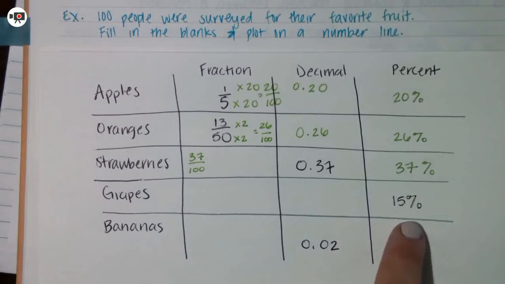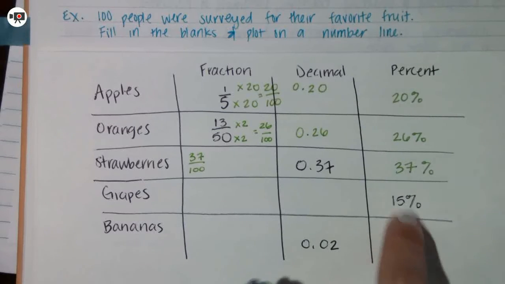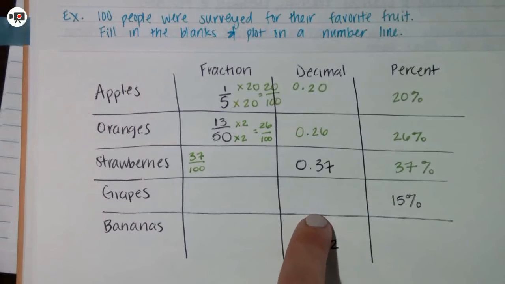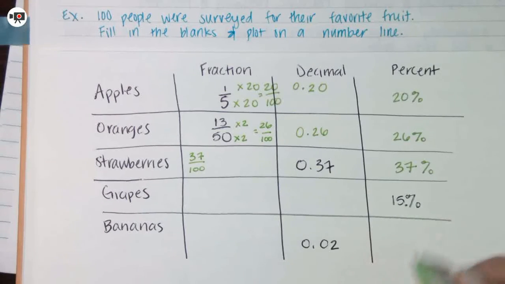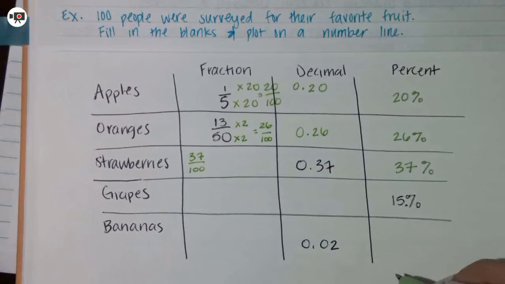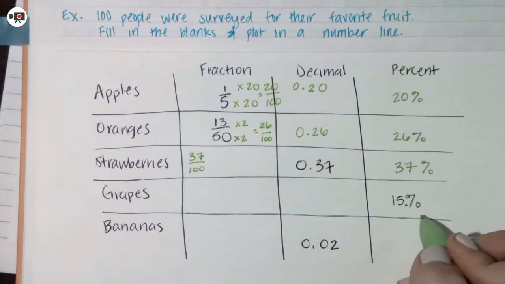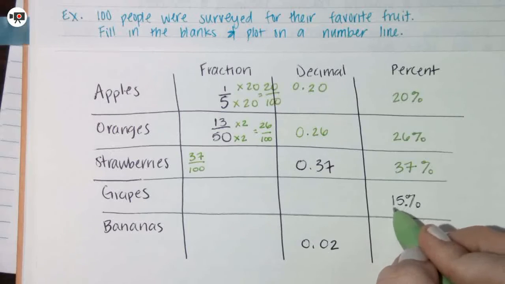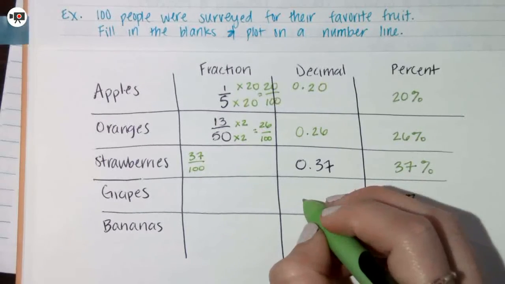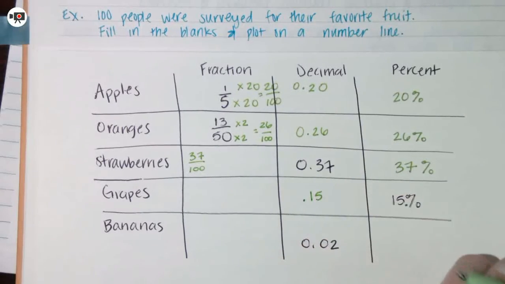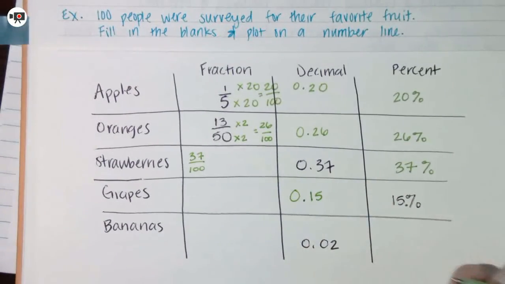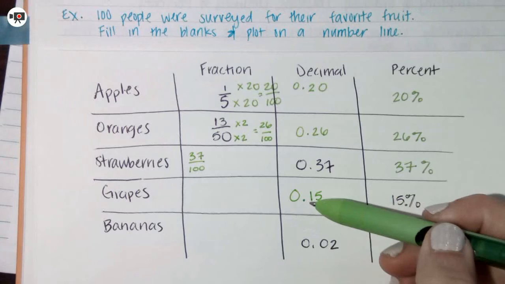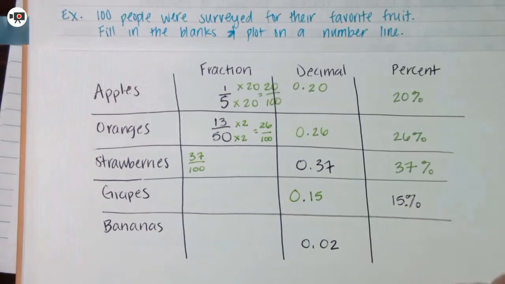Now with grapes, I start with 15%, and I need to make that into a decimal. So I will take my decimal point from here. It's not written there, but when you don't have a decimal, we just know that it's at the end of the number. So 15, move it 2 spots to the left, and I get 0.15. You don't need to have the 0 in front, but usually decimal places get lost if you don't have that 0.